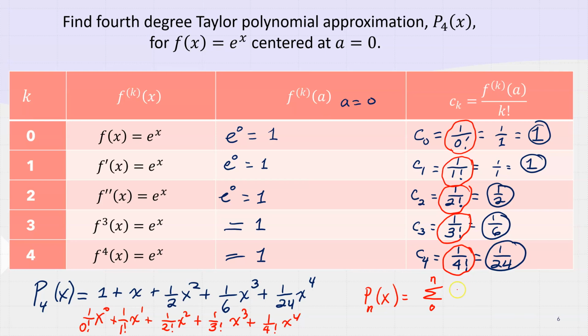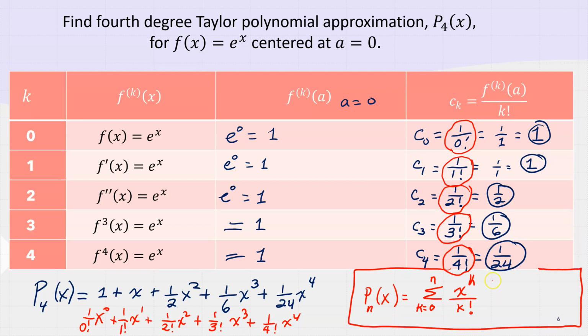So on the numerator, you will have x to the k power, and k will go from 0 to n, and this would be k factorial on the denominator. So that right there is the nth degree Taylor polynomial of e to the x near 0.